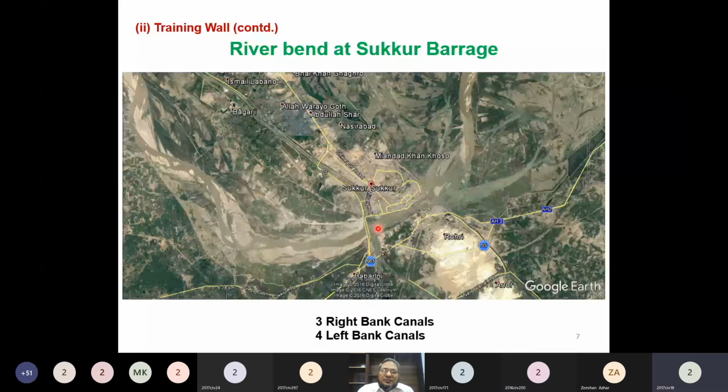If this is the direction of flow, is this convex side the left side or the right side? Left side. So on the left side there are four canals, and on the right bank there are 3 canals. These 3 canals on the right bank of the river received more silt problem. But the left side canals were not receiving more silt and were running well.